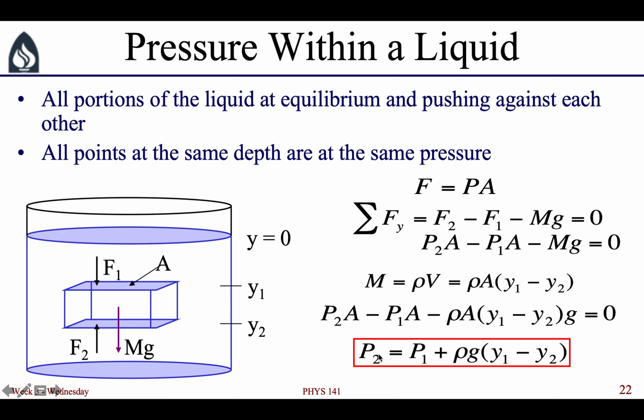What this says is that the pressure at height y2 is equal to the pressure here plus the density of the fluid times g times the difference in the depth. Basically, that's saying that you have an increased pressure as you go deeper in the fluid, and that increased pressure is due to the weight of the fluid that's above you.